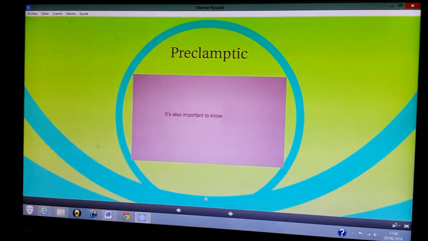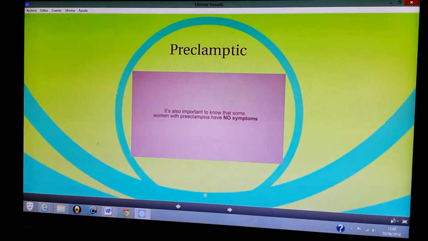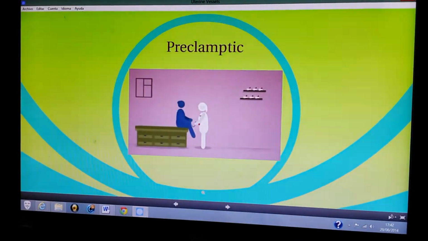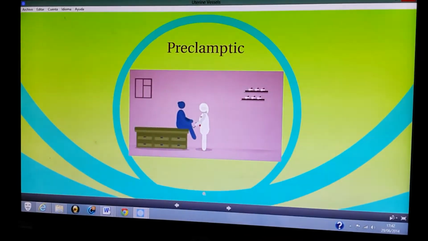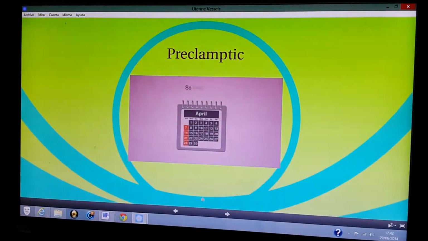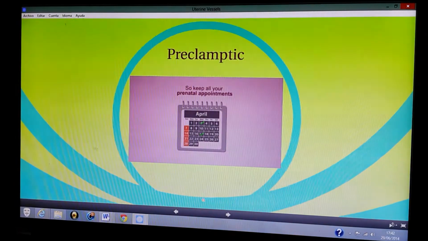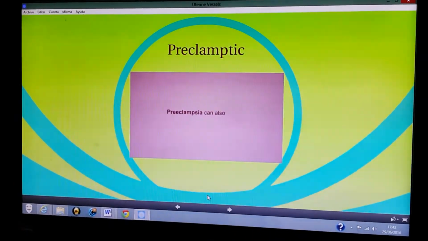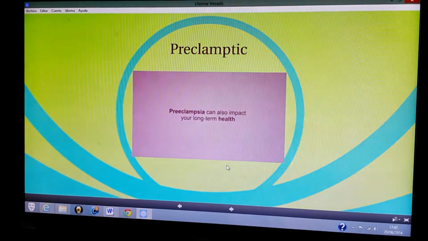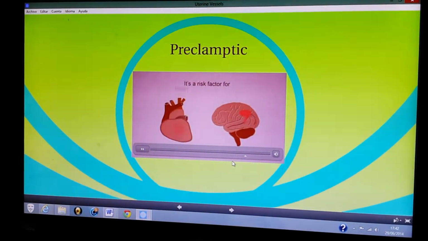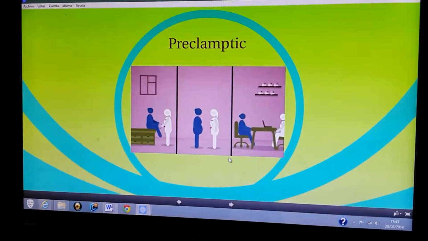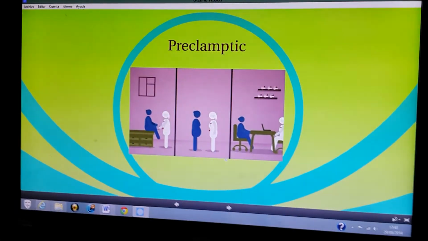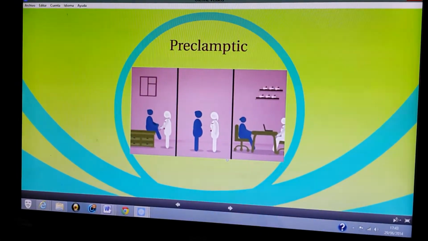It is also important to know that some women with preeclampsia have no symptoms. The only way your doctor can diagnose it is by monitoring your blood pressure and protein in your urine, so keep up with all your prenatal appointments. Preeclampsia can also impact your long-term health. It's a risk factor for heart disease and stroke. Be sure to tell all your doctors, present and future, if you have a history of preeclampsia.